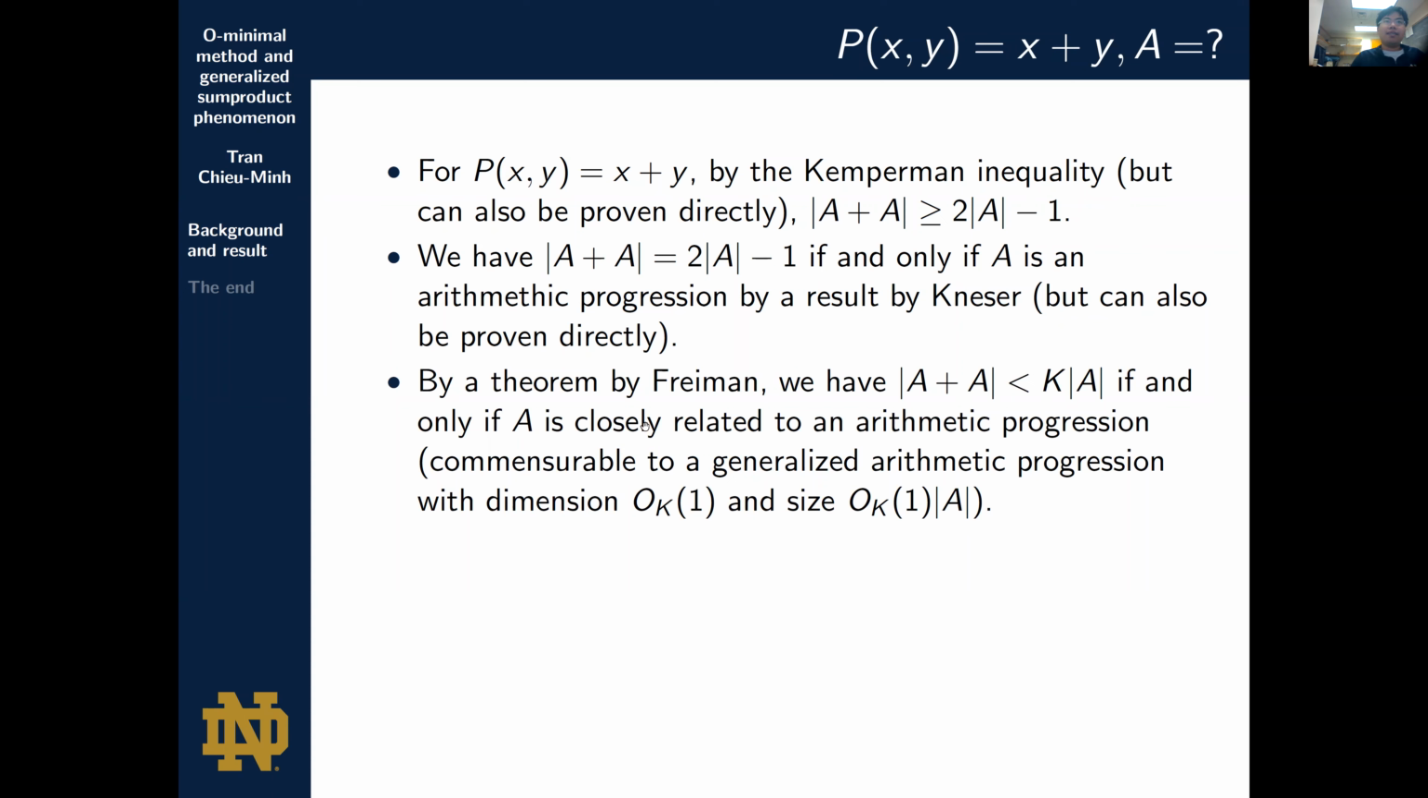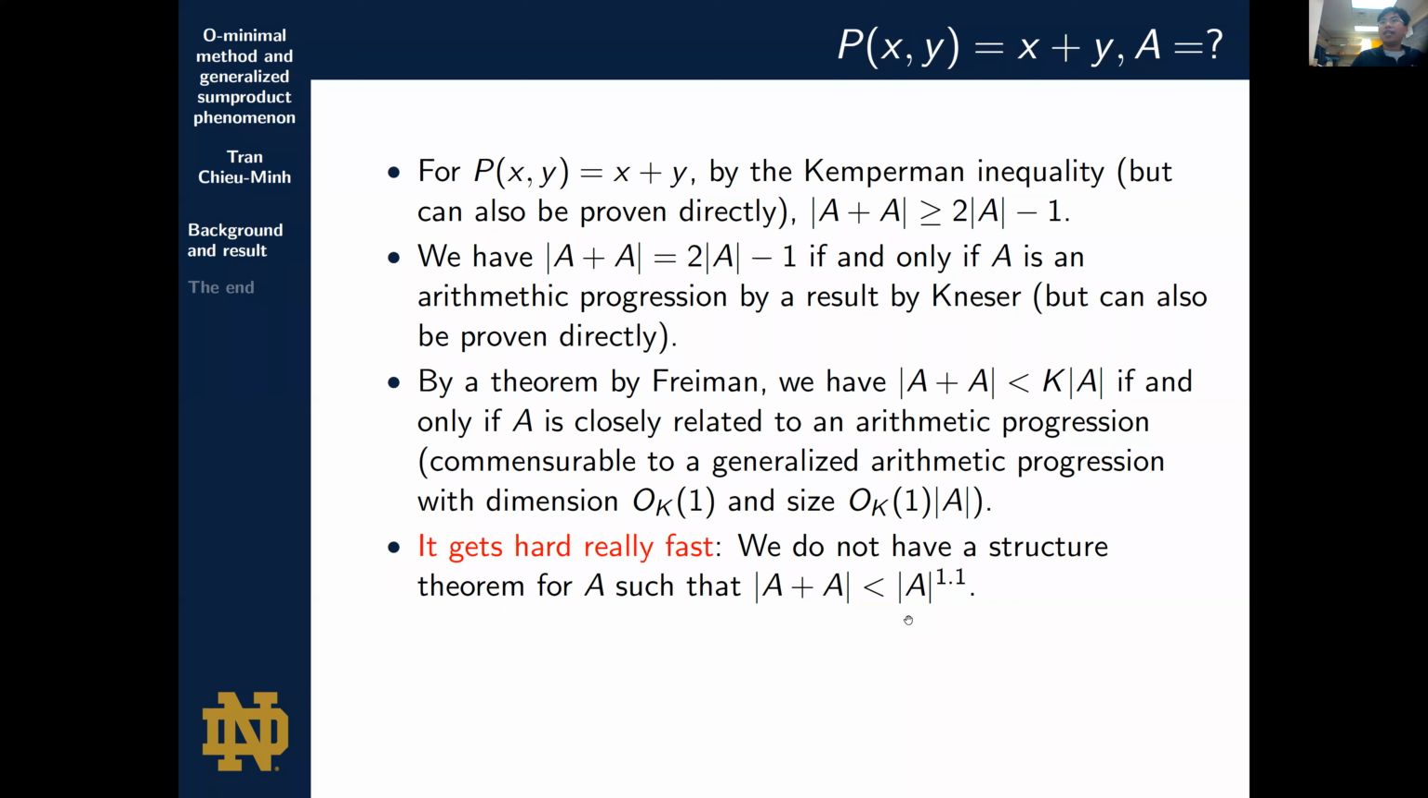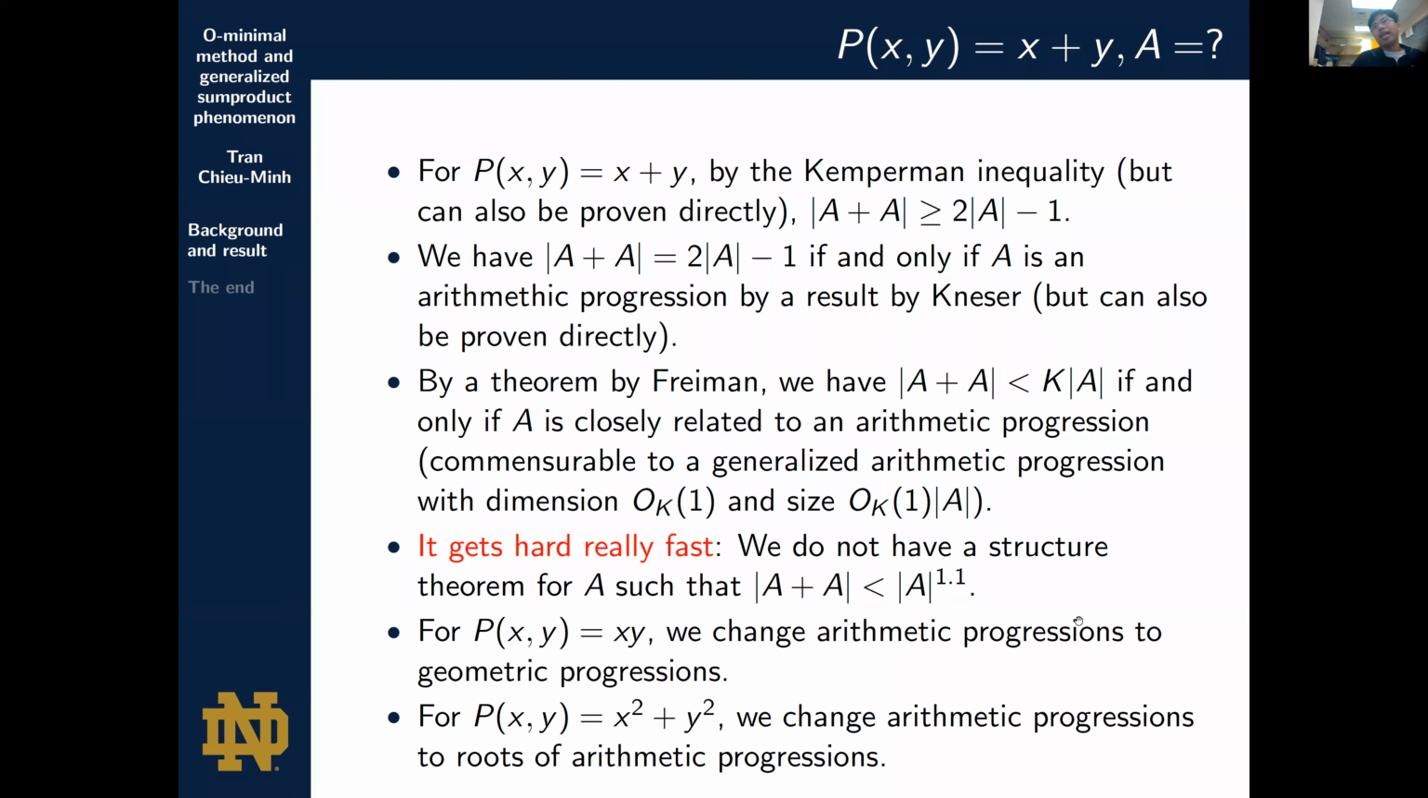If we relax this condition a little bit, and let's say the size of A plus A is less than 17 times the size of A, then it turns out that A must be closely related to an arithmetic progression. More precisely, it is commensurable to a generalized arithmetic progression with bounded dimension and size a constant multiple of the size of A. But the question gets hard really quickly. We do not have a structural theorem for A such that the size of A plus A is smaller than the size of A to the power 1.1, for instance.